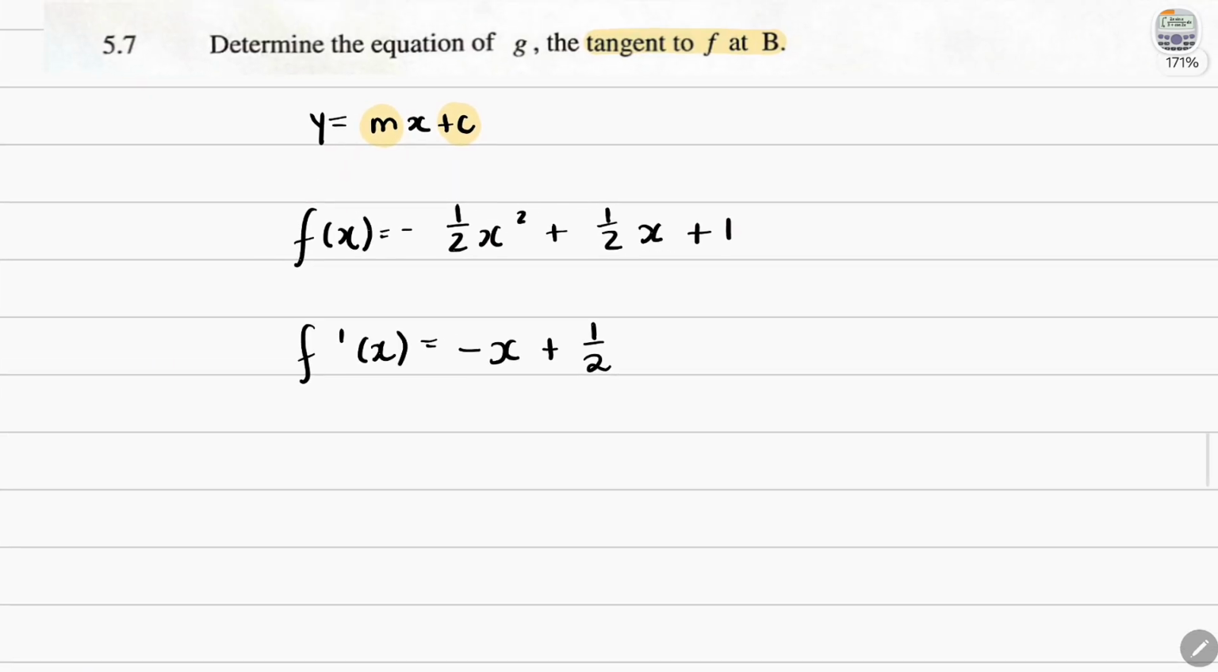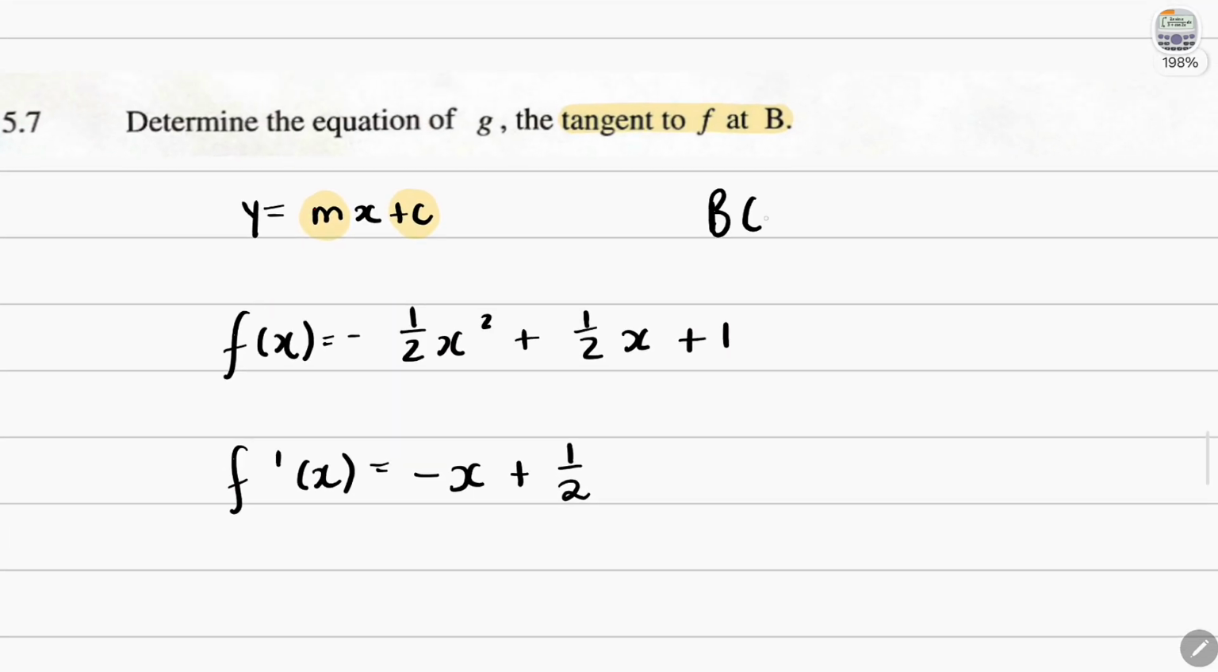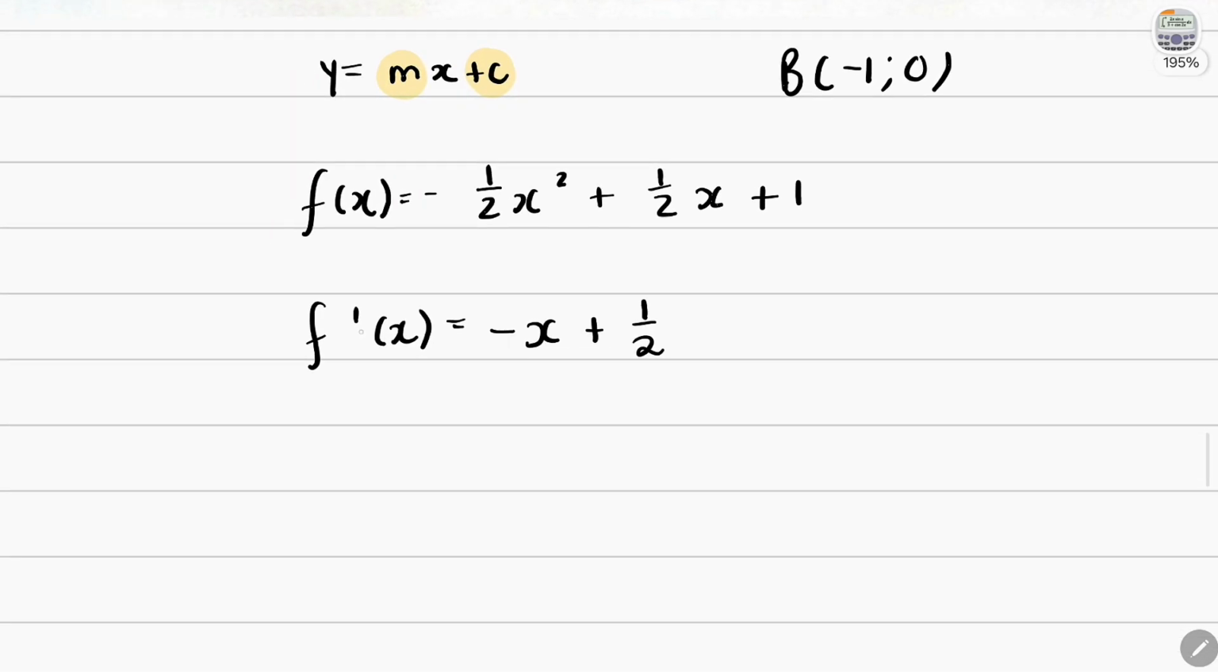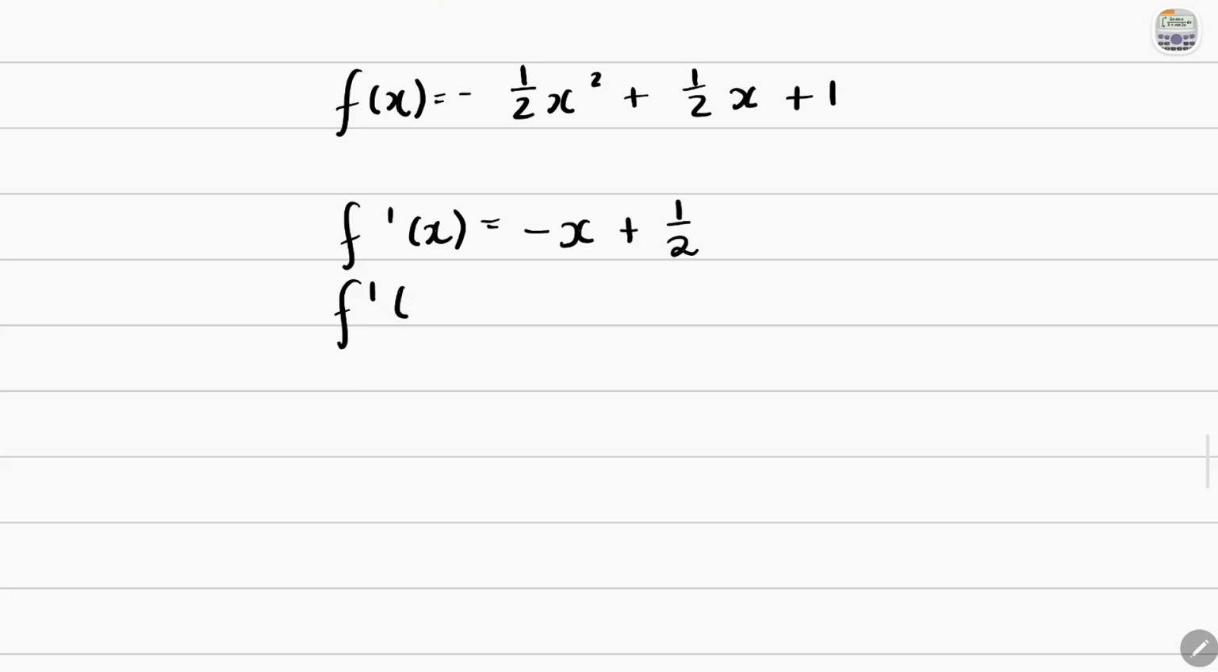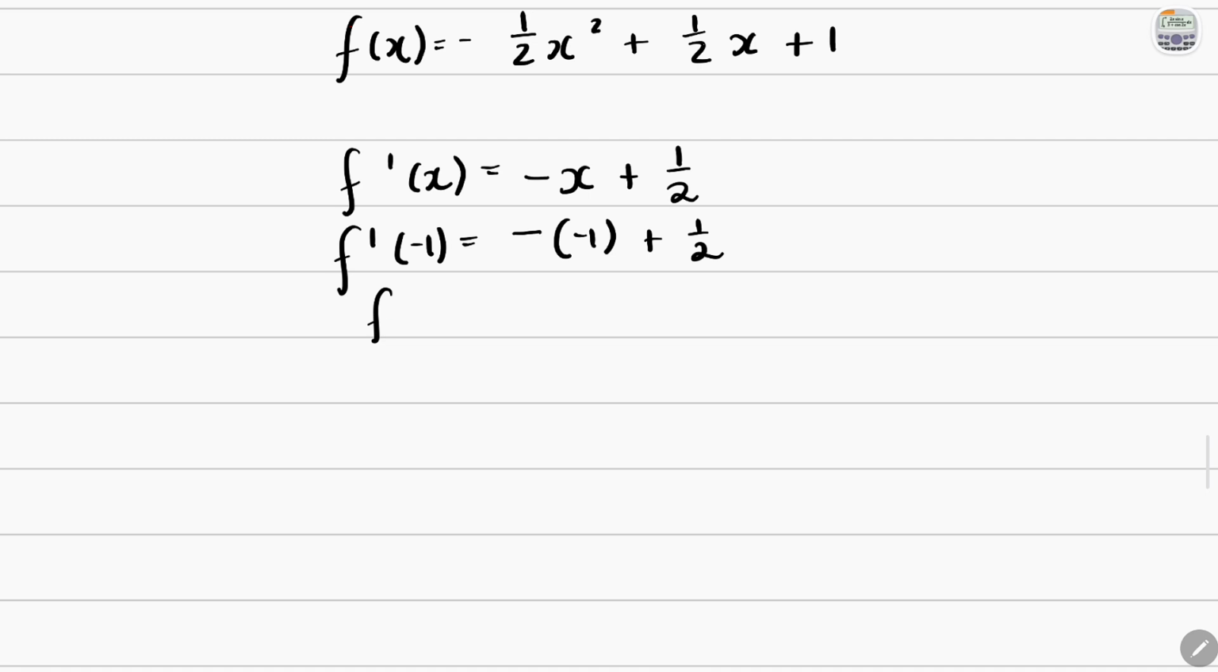Now we specifically want that gradient at that point B, knowing that B is (-1, 0). So we're specifically trying to find the gradient of the parabola at the point where x is equal to negative 1. So we'll say f prime of negative 1, and this will tell us that gradient. So negative 1 plus a half. Okay, so that's going to become positive, and 1 plus a half is 3 over 2 or 1.5. So the gradient of that tangent is 3 over 2.